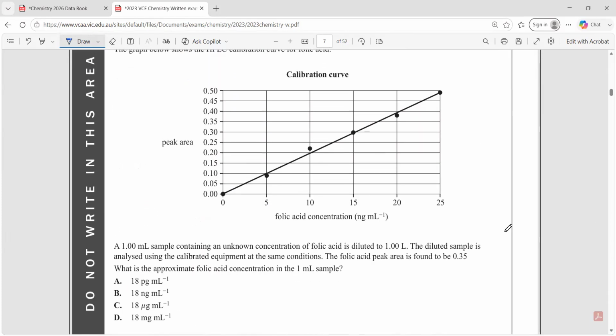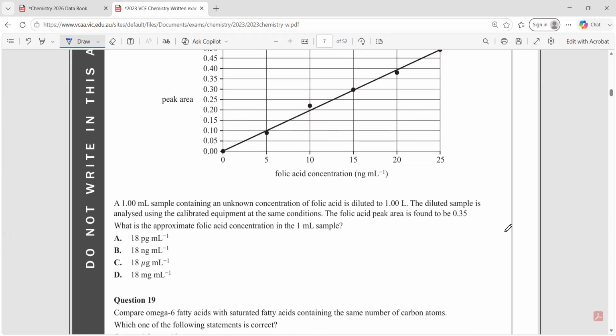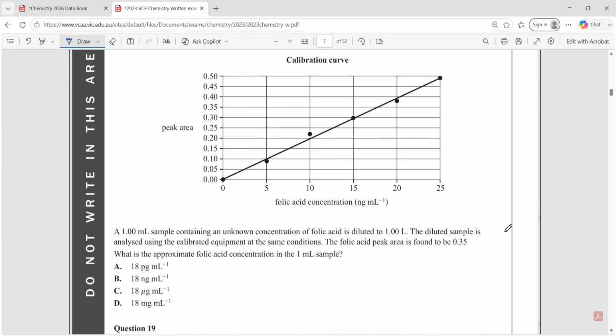Oh, I hate these questions, man. So the folic acid peak area is found to be 0.35. So it's like there. Oh, man. What is that? I'd say that's smack bang. I'd say approximately it'd be 18.